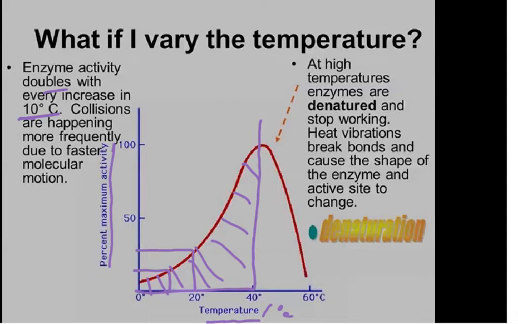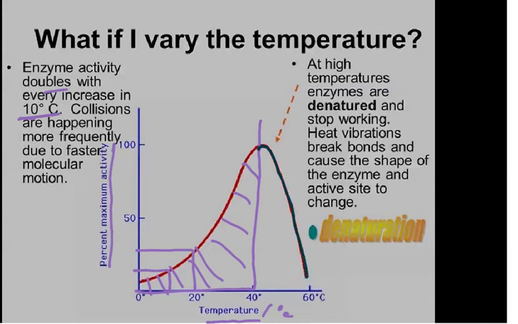Collisions are happening more frequently due to faster molecular motion. The more the kinetic energy, the more the temperature, the more the effective collisions. This is a word which has been asked to be used in your syllabus: effective collisions. Now, as it reaches the optimum, and after the optimum, you see there's a decline. The rate is decreasing now.